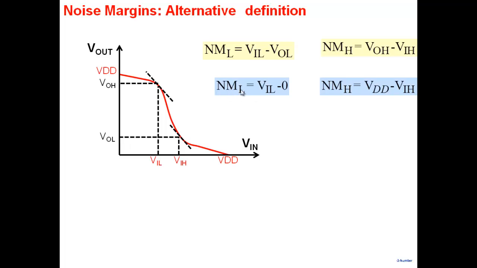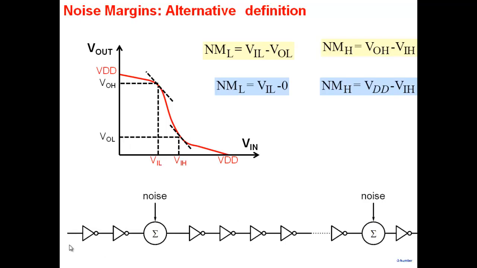So NML, for example, you will see this definition in many books. NML is not VIL minus VOL. They define it like this, VIL minus 0. 0 is your stable logic value. And NMH is VDD minus VIH. Now, why are they doing it? Just 2 minutes I'll take. Look at this situation here.